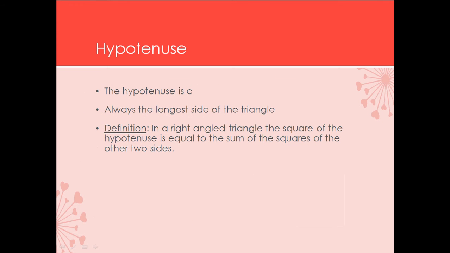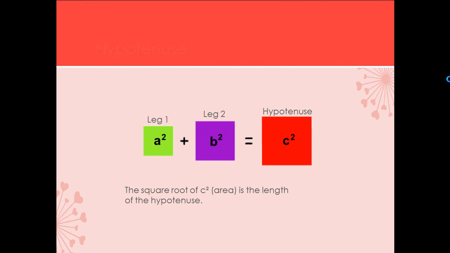Now the hypotenuse is what we call c. It is always the longest side of the triangle. Its definition is, in a right-angled triangle, the square of the hypotenuse is equal to the sum of the squares of the other 2 sides. So here you can see that our leg 1 is A, our leg 2 is B, and our hypotenuse is C. And when you square A and B and add them together, you get C squared. Now if you take the square root of C squared, or the area, it is the length of the hypotenuse, because your square root and your square cancel out.